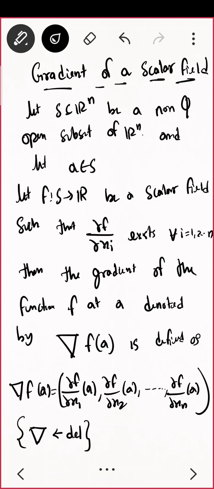So do you see the gradient vector? This is called del, and del f of E is defined as dou f by dou x1 as the first coordinate, dou f by dou x2 as the second coordinate, and like this the nth coordinate will be dou f by dou xn. So do you see this is a vector? Okay. So you may do some examples also, calculate the gradient of the function. Let us do the first example.